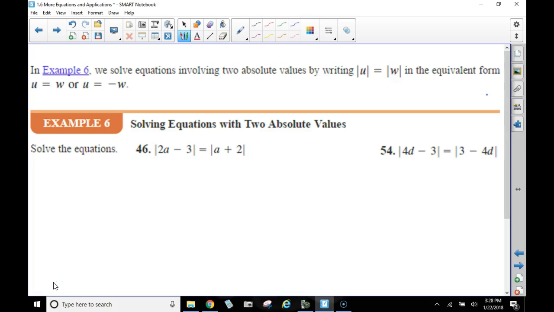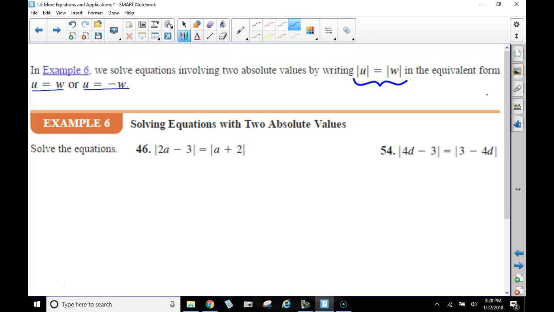Okay, so in the next couple of examples, we are going to be looking at the scenario that was addressed in Table 1-2, number 4. These are when we have equations involving two absolute values. You're going to break those apart, okay? You're going to write U equals W, and U is equal to the opposite of W.